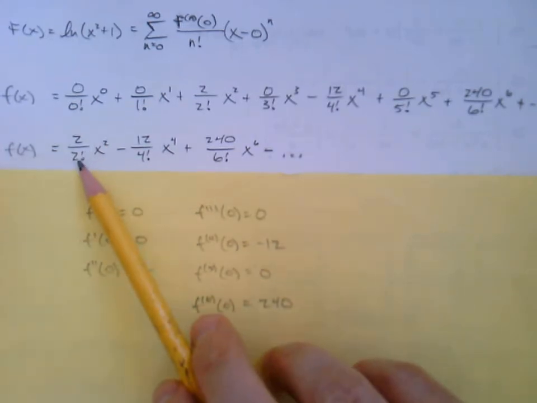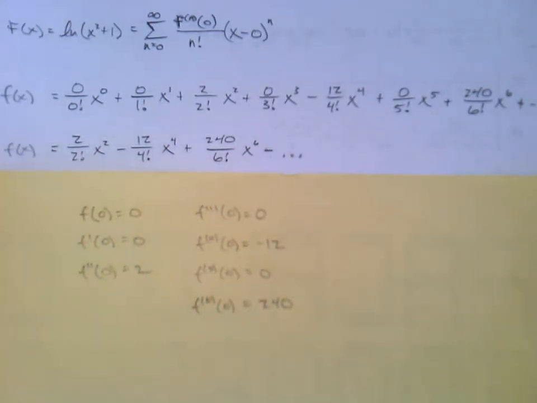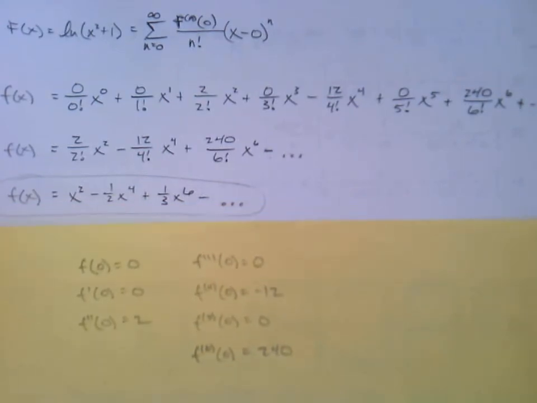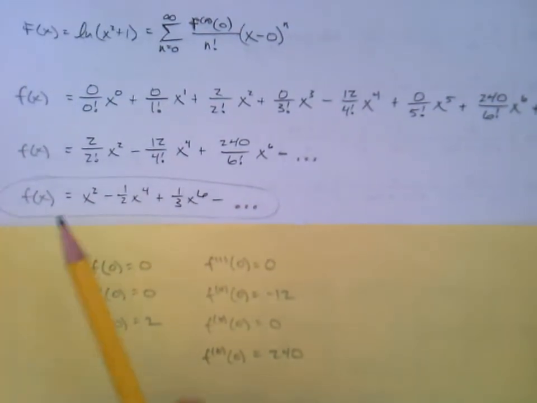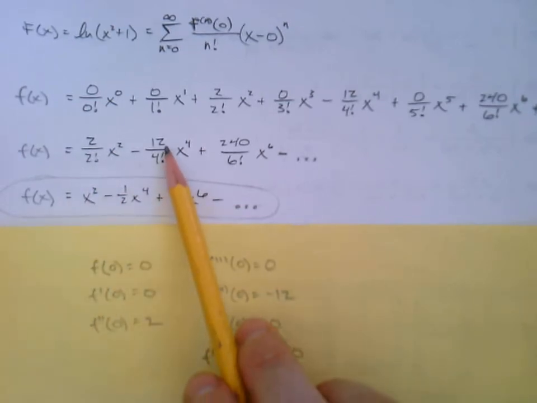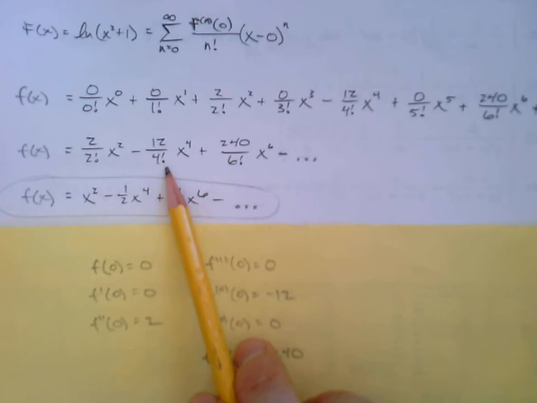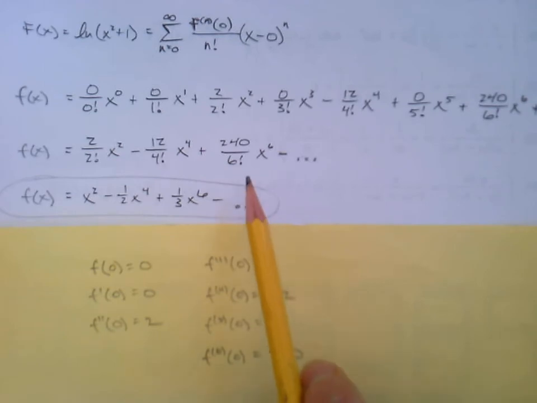Okay, let's simplify each of these fractions. And you notice I even circled this part. Well, 2 over 2 factorial, this is 1. 12 over 4 factorial. 4 factorial is 24. Right? That's 1/2. 6 factorial. I don't remember what 6 factorial is, but apparently that whole thing reduces to 1/3. 6 factorial is 720. So 240 over 720 is 1/3, yeah.